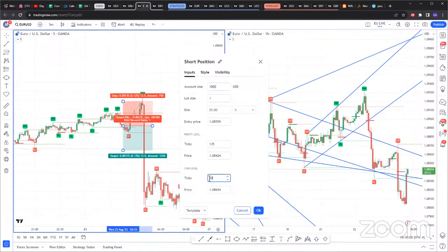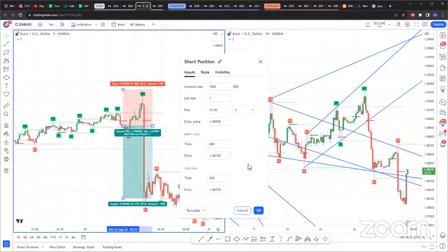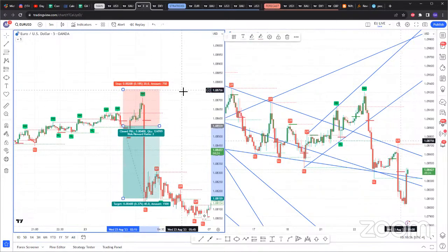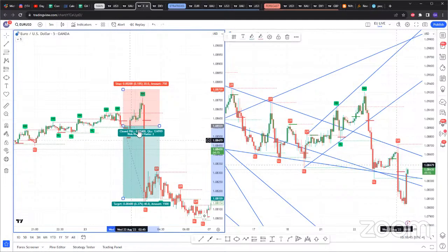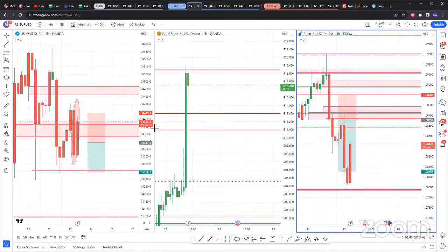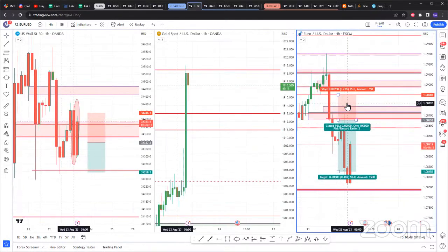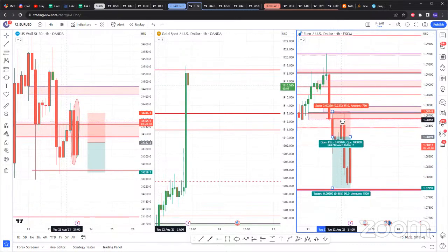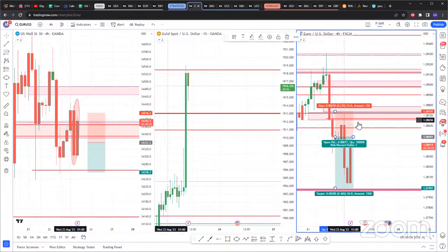Normally, sure, you can survive with that 20 pip stop if you want a 1:2, 40 pip TP, right? But I recommend having at least a 30 pip stop on FX pairs, but you can get away with 20 or 25. So this could have been the trade you took if you're trading this. For me, I prefer waiting for the retracement, especially if my entry candle is so far away from my SAR zones.